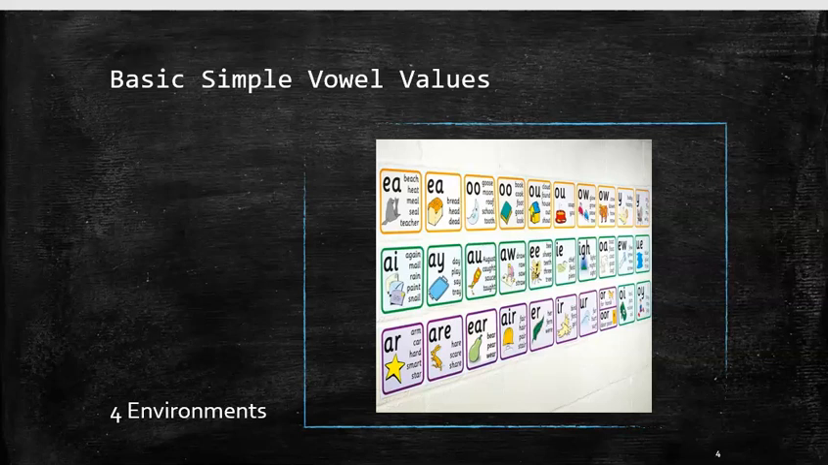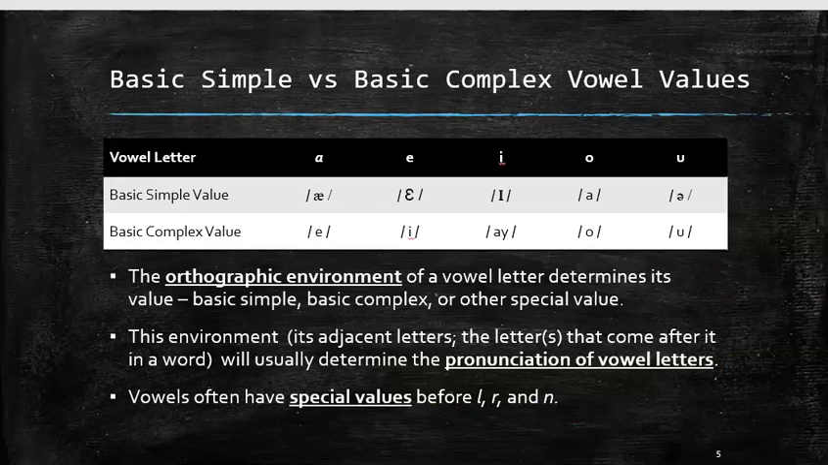Basic simple vowel values. We're going to be focusing on four environments, and these environments, as I've mentioned before, are related to where, and in relation to what other letters, the grapheme that we're using to represent a particular vowel sound is going to occur. So these patterns are going to help us to better understand the values of these vowels, and of course, with the intention of being able to internalize what we're going to be teaching prospectively.